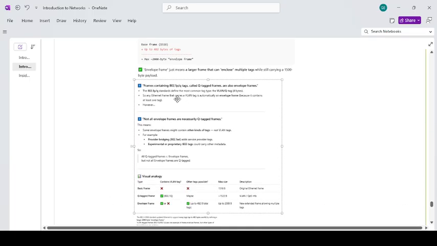Frames containing 802.1p/q tags, called Q-tag frames, are also envelope frames. The 802.1p/q standards define the most common tag type, the VLAN/Q tag, which is 4 bytes. So any Ethernet frame that carries a VLAN tag, even if it's a single one, is automatically an envelope frame because it contains at least one tag.